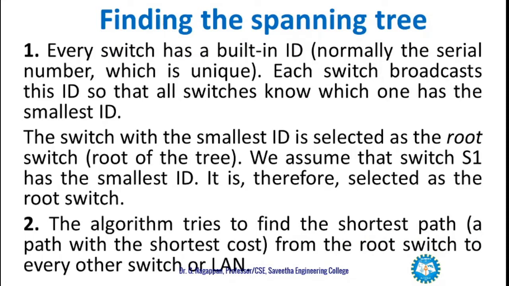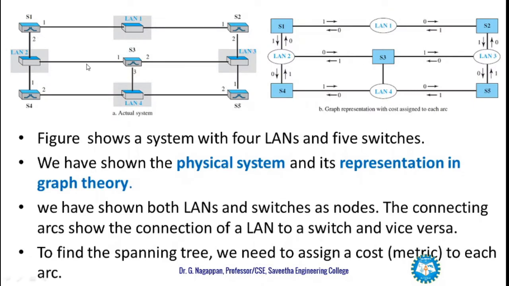Every switch has a built-in ID, normally the serial number, which is unique. Each switch broadcasts this ID so that all switches know which one has the smallest ID. The switch with the smallest ID is selected as the root switch, the root of the tree. We assume that switch S1 has the smallest ID. It is therefore selected as the root switch. Okay.